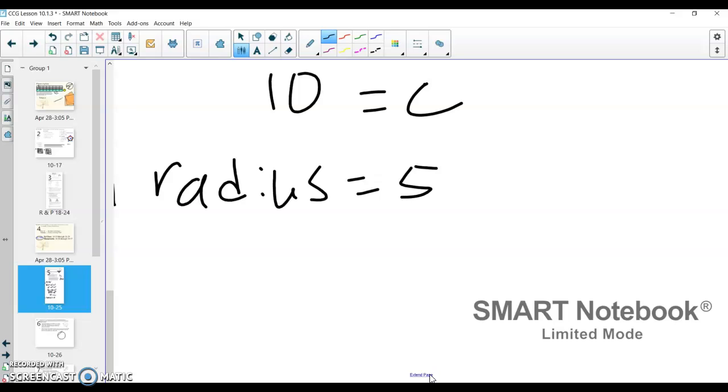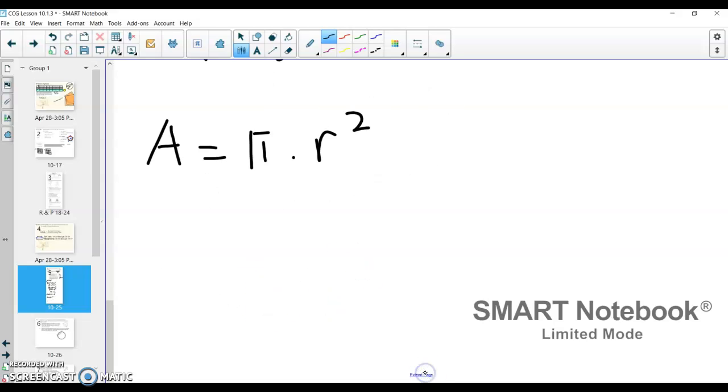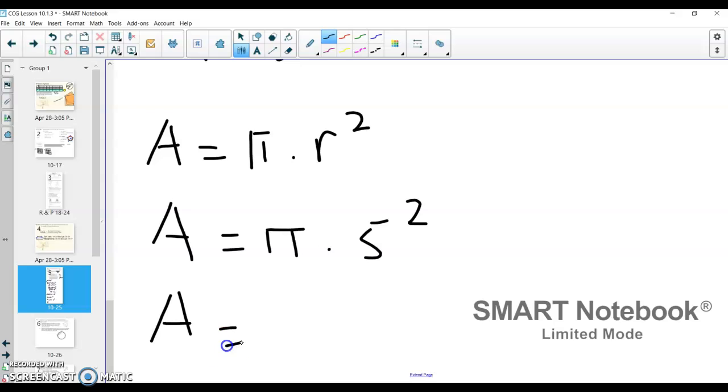So the area of a circle is always pi times the radius squared. And so our area is equal to pi times 5 squared, because that's our radius. And so the area is equal to 25 pi. If you put it in decimal form, that's all right. I always kind of like the way it looks when the pi is still in there.